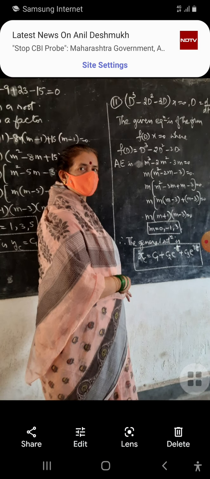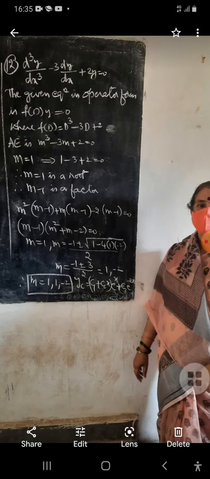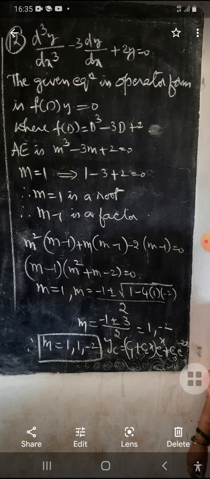Now the next one is d cube y by dx cube minus 3 dy by dx plus 2y equal to 0. The given equation in the operator form is f(D) y equal to 0, where f(D) equal to D cube minus 3D plus 2. Auxiliary equation is m cube minus 3m plus 2 equal to 0. Therefore if you put m is equal to 1, the equation becomes 0. Therefore m is equal to 1 is a root, m minus 1 is a factor.